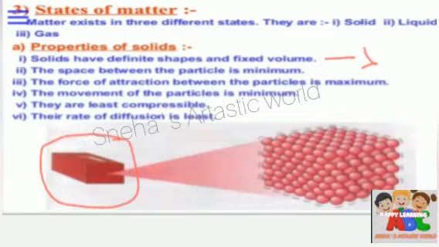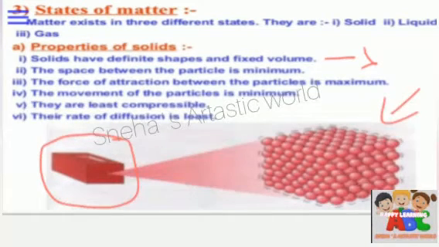Volume means, for example, you take any box and put it on the ground floor, and again put it on the first floor, again on the second floor, again on other sides, and mark how much place the box occupied, how much space the box occupied. On every different side, every different place, the box occupies the same space, which means solids have fixed volume. The second property is that the space between the particles is minimum.